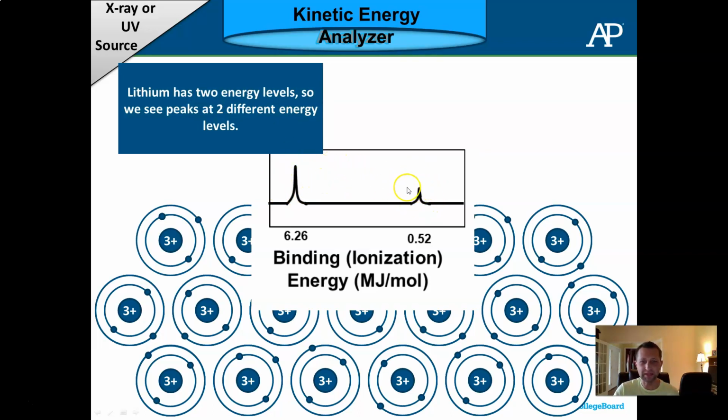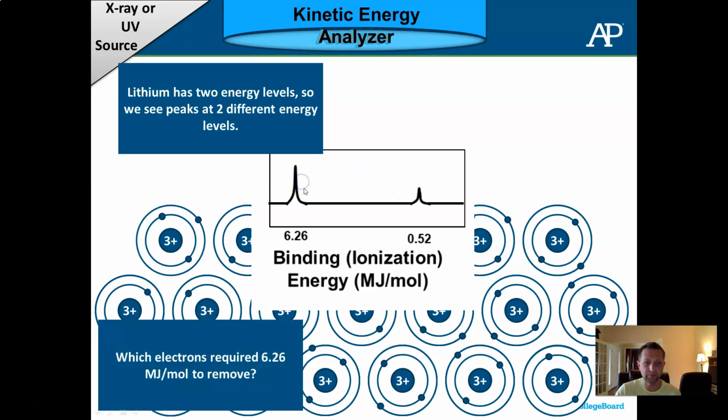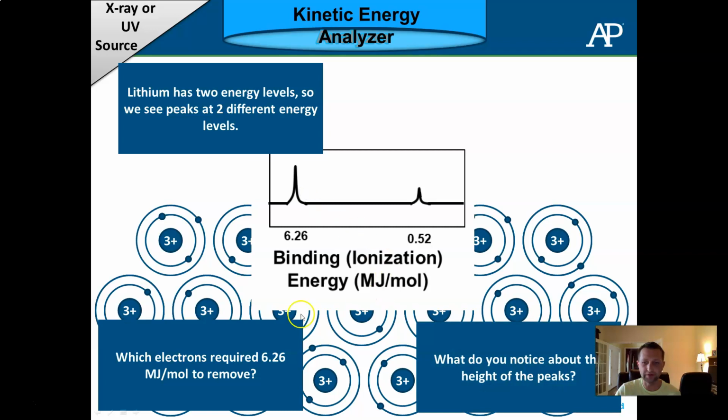So we have 2 sets of peaks here, right? We have our set here, which is just 1, and our set here. So this tells us we have 2 different energy levels because that binding energy is so far away. It also tells us the relative amount of electrons we have as well. Okay, so I already went over some of these questions. The electrons that require the 6.26 are the inner shell electrons. And the peak here is going to be the outer shell electrons.